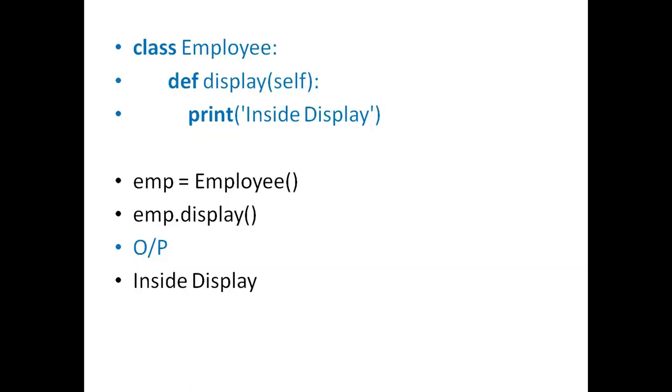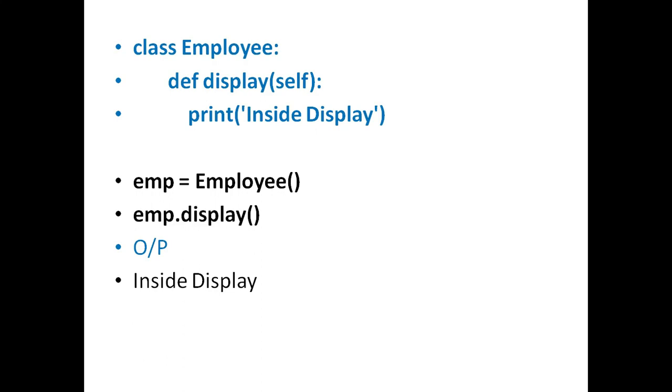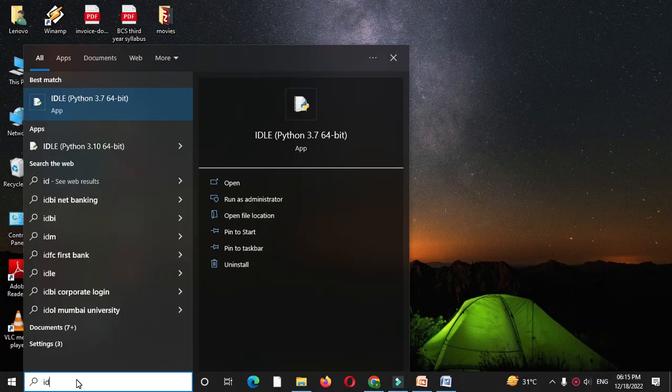For example, here class employee is defined with function display and self. Inside this function will print inside display. So when we create object of our class employee and we'll call the method emp.display, it will display the output inside the display. Here we will write a Python program to explain default constructor.